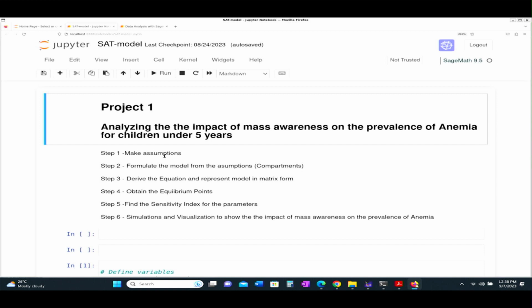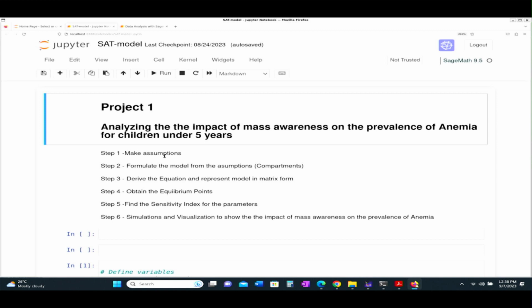So what we're looking at is where you just define the function in SageMath that will bring the compartment, bring the equations, solve the equations, and look at sensitivity analysis. See, you make assumptions, you formulate the model from the assumptions, the compartments. You derive the equations and represent the model in a matrix form. Now this is a system of ODEs, right? Since it's a system of ODEs, you can put it in matrix form, isn't it? So that's what we're saying there.